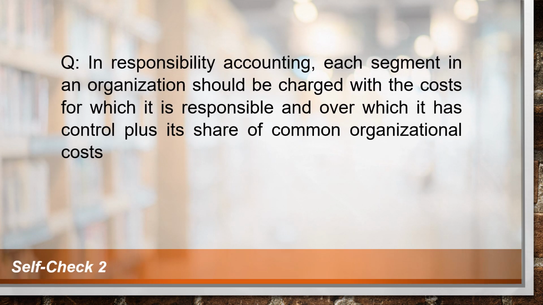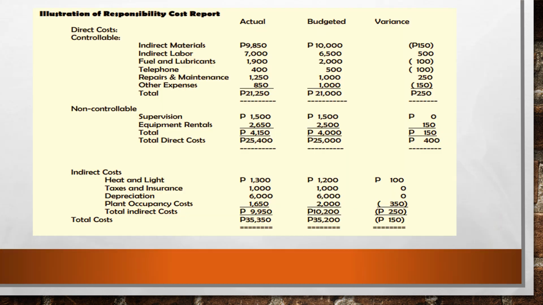So let's have a self-check. Number 2. In responsibility accounting, each segment in an organization should be charged with the costs for which it is responsible and over which it has control, plus its share of common organizational costs. Is this statement true or false?